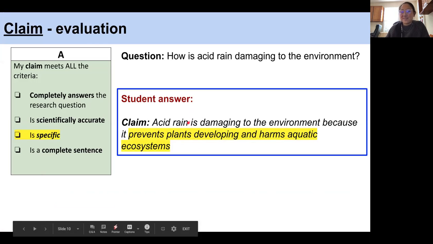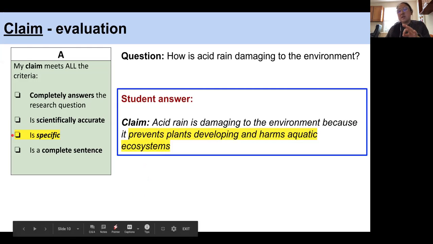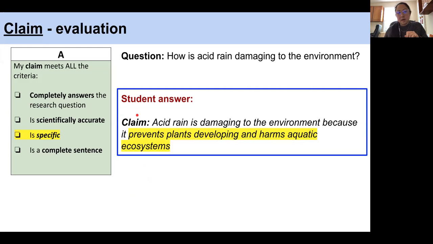It's basically pointing out acid rain is damaging to the plants, and then it also is damaging to aquatic ecosystems, meaning things that live in the water. So I think this is a much more specific and much better answer.